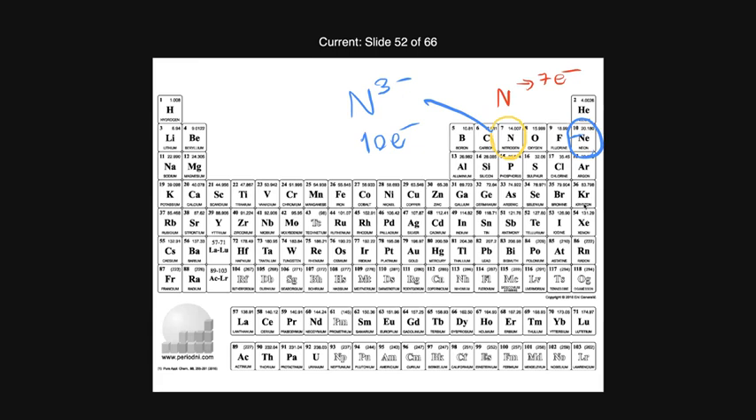Same thing if I look at oxygen. Oxygen has 8 electrons as a neutral atom, but for oxygen 2 minus, I'm going to add 2 more electrons to it. So oxygen 2 minus would have 10 electrons total. Therefore, I can say that oxygen 2 minus and nitrogen 3 minus both have 10 electrons, which makes them isoelectronic species of each other, because they both have the same number of electrons.